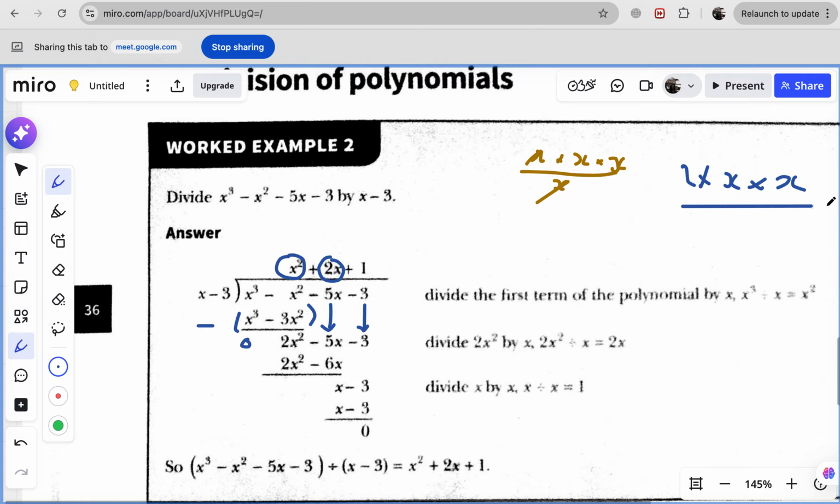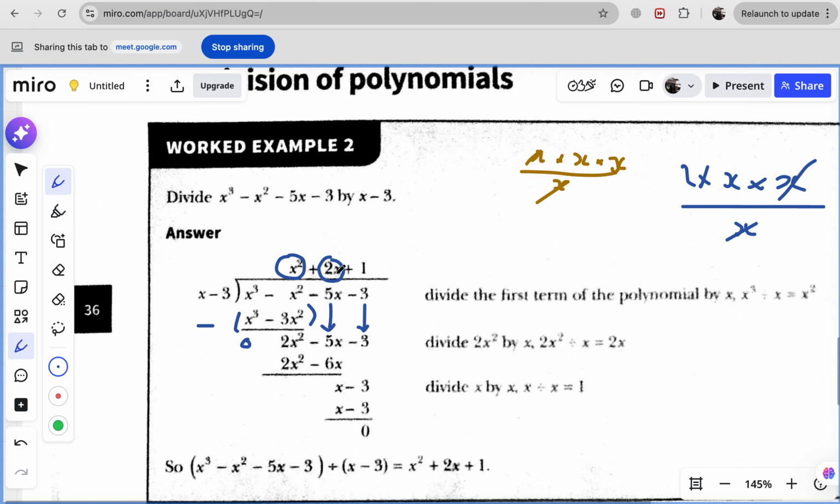That's how we go. Every answer, you are writing on top. Divide by x. When you divide by x, this x will cancel this x. What remains is 2x. That's how we got this 2x. Now, 2x times x, I'll get what? I'll get 2x squared.